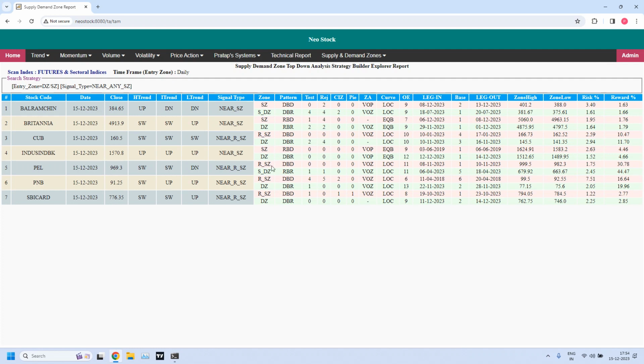PEL is also near daily demand zone. And Punjab National Bank is there. Punjab National Bank is already tested 4 times. And the SBI card is there, but it is a PSR zone, so we don't bother about this stock. So these are the high liquidity zones in stock near daily supply zone.